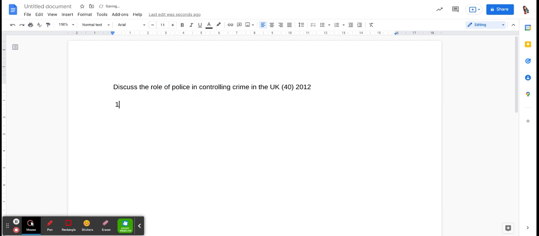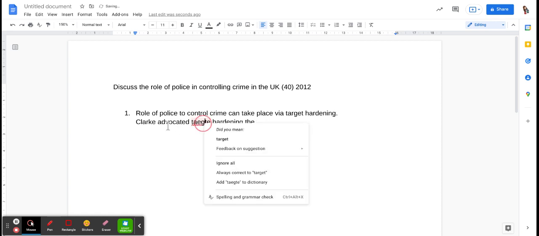So I'm going to start with looking at right realism, and I'm going to see whether right realism will give me 6 paragraphs on the role of police, whether I can do 6 down the page and then go from there. So paragraph 1: the role of police in controlling crime, or the role of police to control crime, can take place via target hardening. So there I'm going to do Clark advocated target hardening.